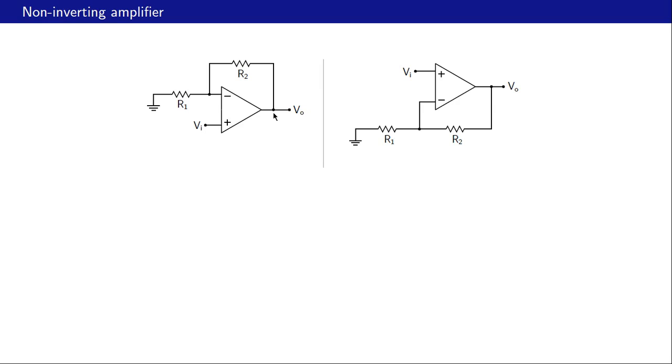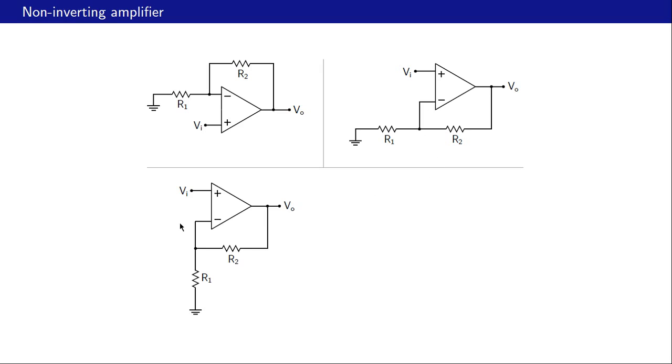Let us redraw this non-inverting amplifier circuit as shown here. It looks different, but it's the same circuit, same connections. So Vi is connected to the non-inverting input once again. From the inverting input of the op-amp, we have R1 going to ground and R2 going to the output node of the op-amp.